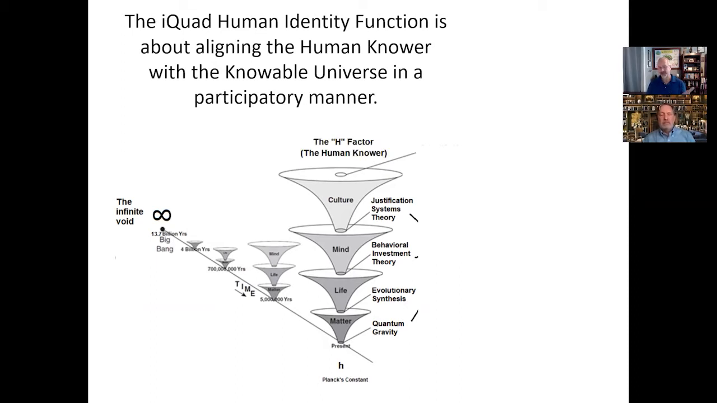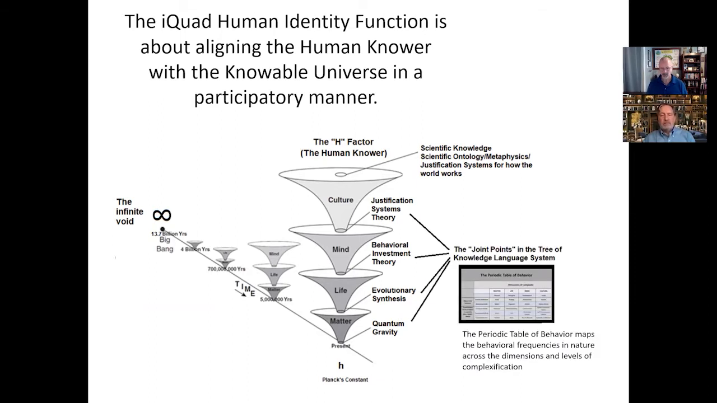But then we have the H factor of the human knower in general. And then there's scientific knowledge, scientific ontology, metaphysics, and epistemological justification systems for how the world works. The unified theory affords a particular map of that. It takes the tree of knowledge, elaborates that into the periodic table of behavior, and says there's actually a way to map the ontic reality relative to the scientific ontology and scientific epistemology in a much clearer way. So this is just background. I wouldn't expect people to immediately know what I'm talking about, but this is a gestalt picture of it.